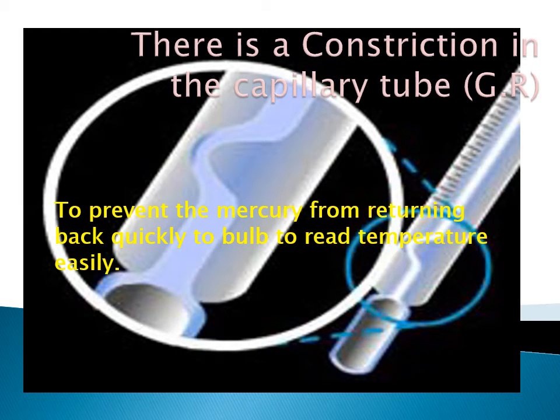Why is there a constriction in the capillary tube? It prevents mercury from returning back quickly to the bulb so that I can read the temperature easily.